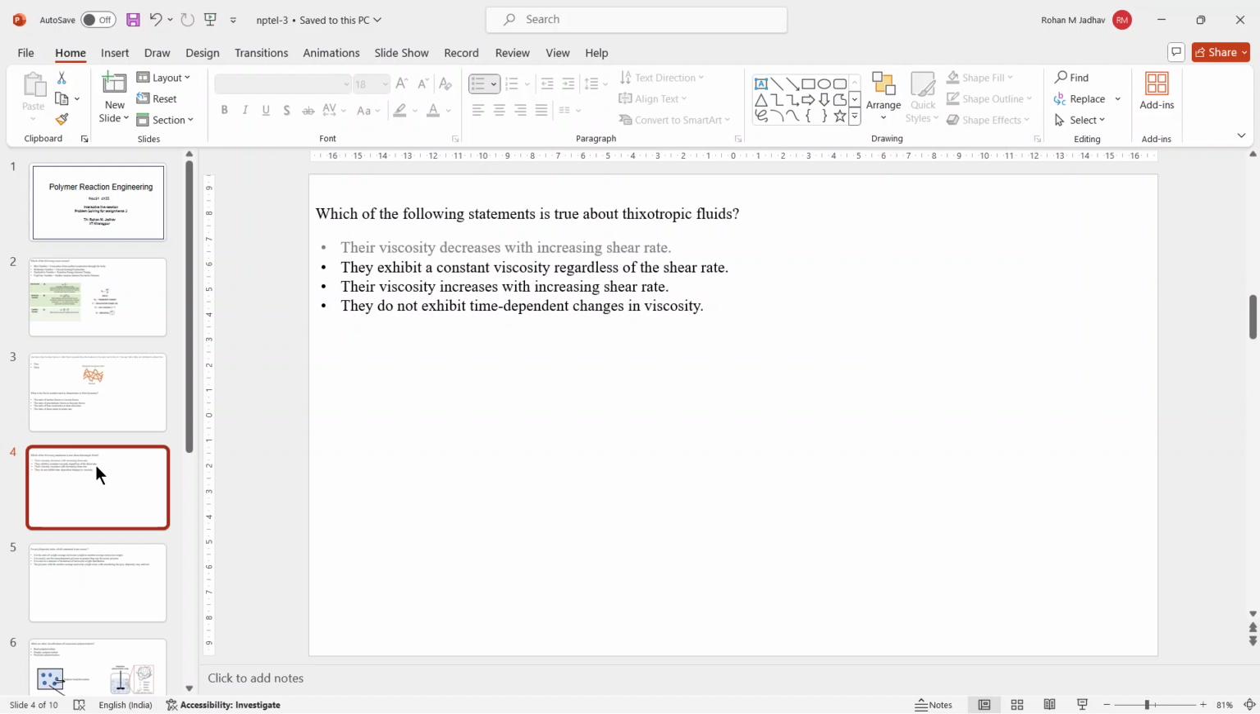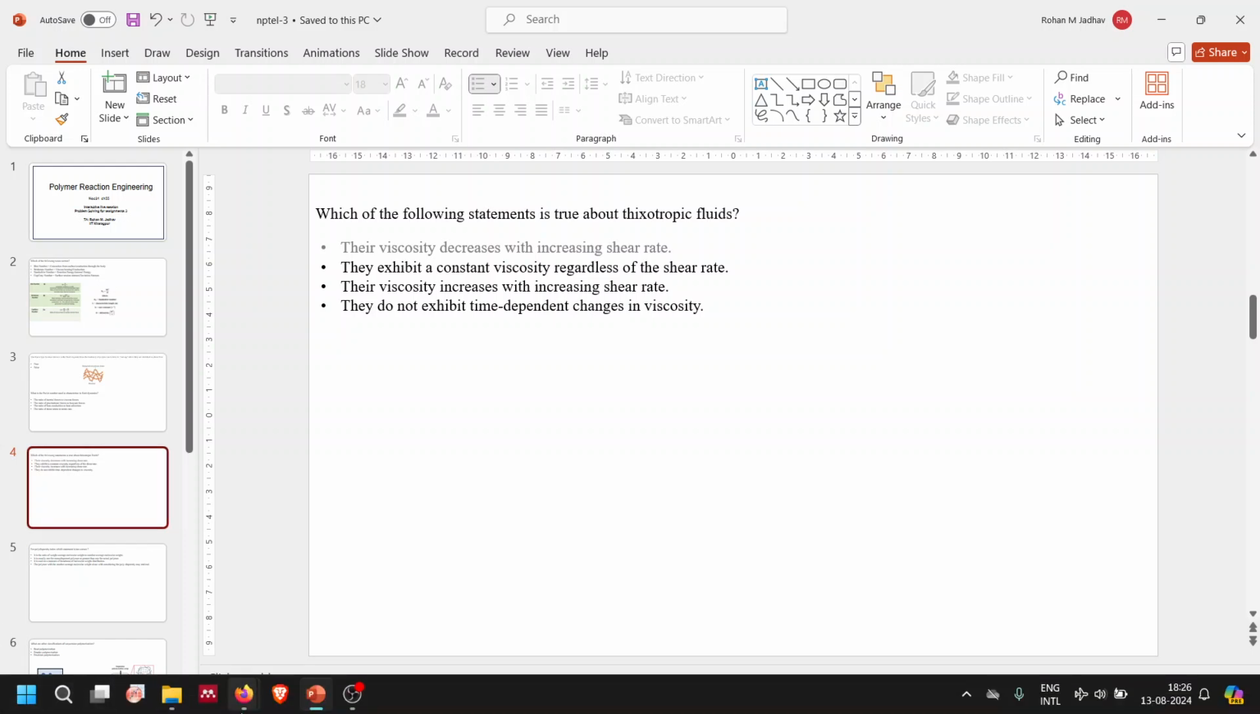Whereas in a rheopectic fluid, the viscosity increases with increasing shear rate. As you keep increasing the shear rate, the viscosity will also keep increasing. So the correct answer for this question is the first one. The viscosity decreases with increasing shear.